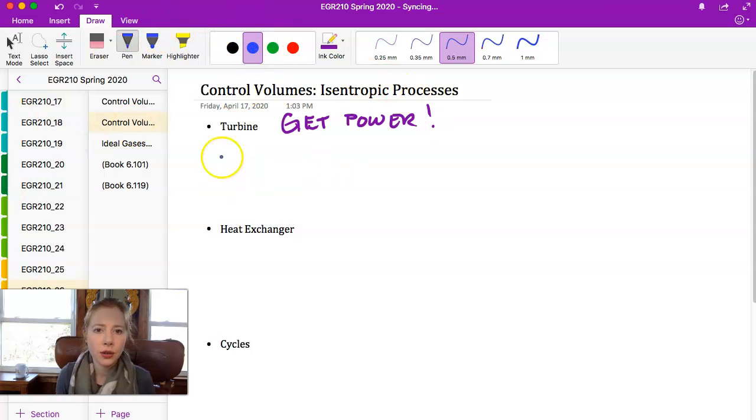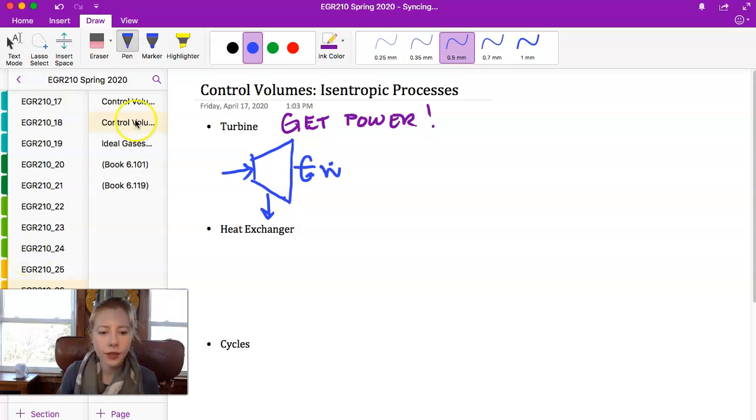So looking at a turbine, we're going to have usually some vapor going in and turning the turbine so we get work out. And so clearly built into our assumptions, of course, is that W dot is going to be greater than 0. That's the whole purpose of a turbine.